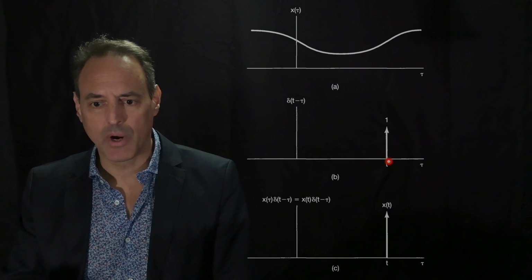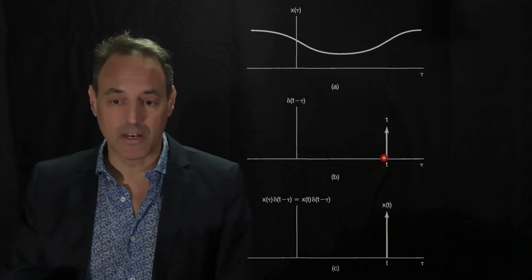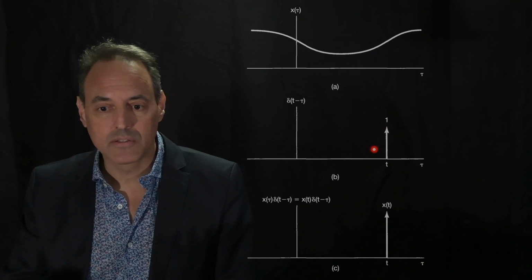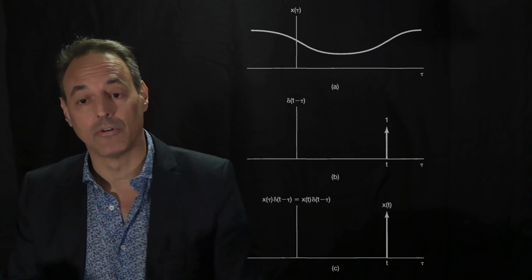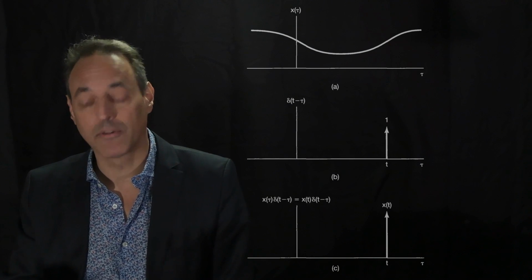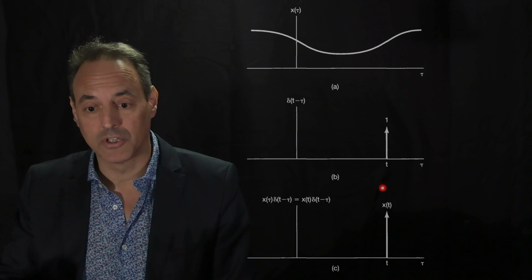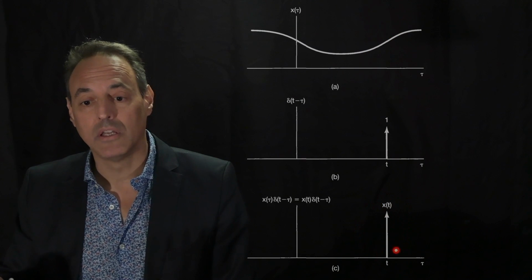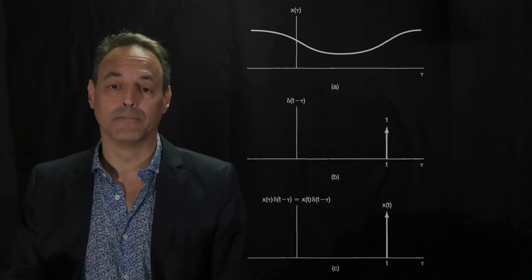It's 0 everywhere, and right here, I draw it as an arrow. It goes to infinity. But if I integrate this, it's actually unit area under the curve. Okay, so that's the definition of the delta function. And so I'm taking this function, multiplying it by this function, and what you pull out is the delta function times x of t, the value there, which is x of t.